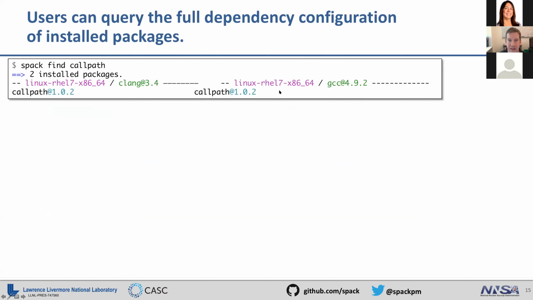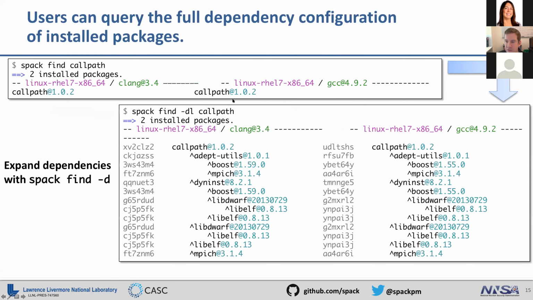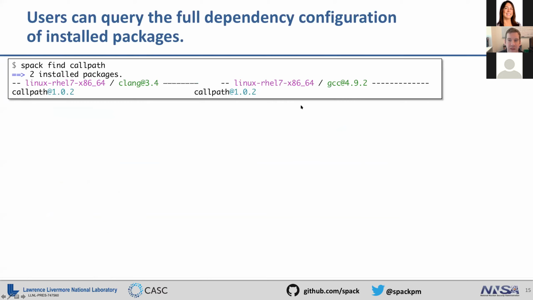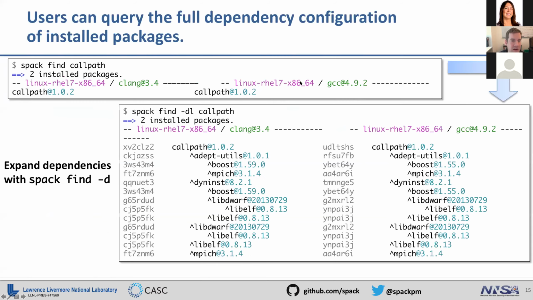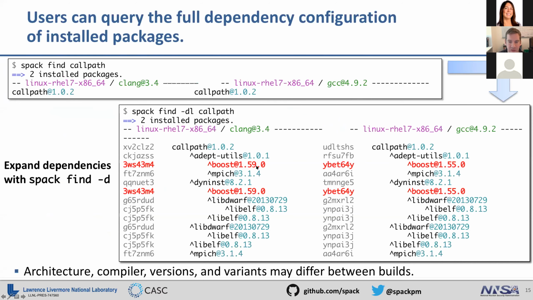And I guess these are the 2 compilers that it picked up. And if you dig down really deep in there, you can see why these things are different. So in addition to this one being built with Clang and this one being built with GCC, if you run spack find -d and -L to show the hashes, and I'll talk about that in a little bit, you can actually see that these things were built with different versions of Boost. So this one over here was built with Boost 1.59, and this one was built with Boost 1.55. So you get a lot more detail about the detailed provenance of all the dependencies that are installed.